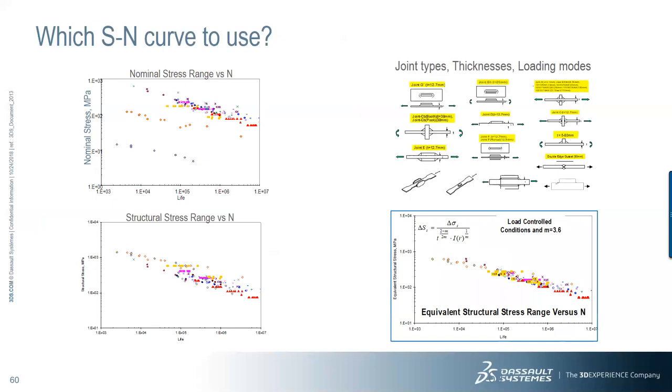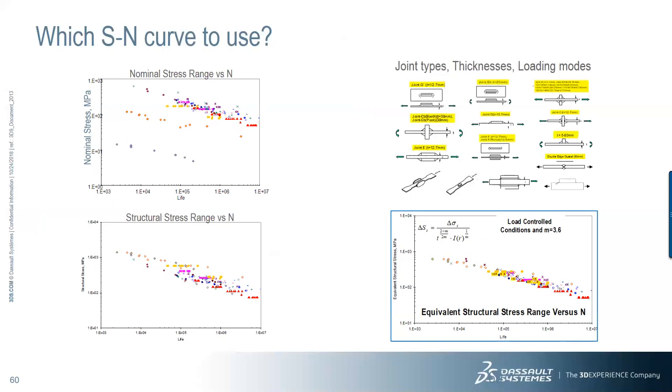But if we go from nominal stress to structural stress, which I've briefly talked about in the previous slides, we see that for these different kinds of joints, with different thicknesses and different kinds of welds, the points now start to line up. Then the question is, can we improve the result even further? If we use the equivalent structural stress, which is what the Battelle Verity method uses and has patented, then all those points line up even further, and that becomes the master curve for steel welds in this case.